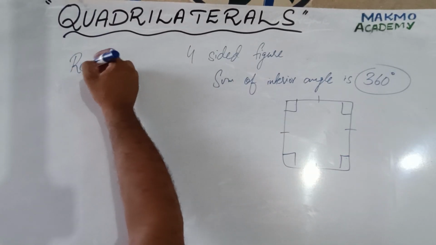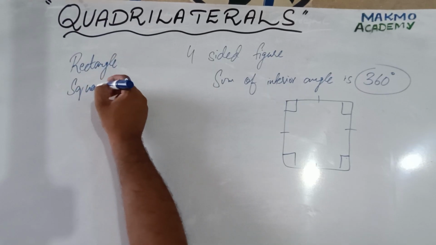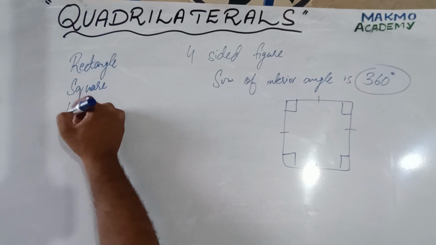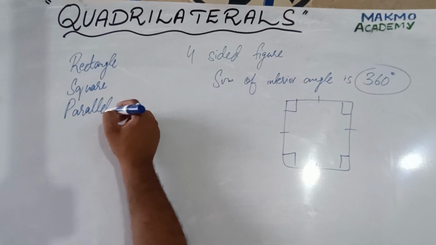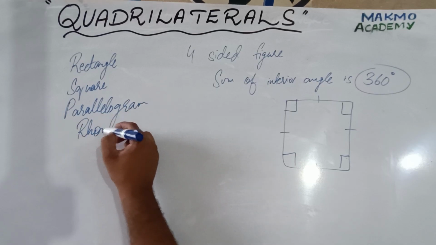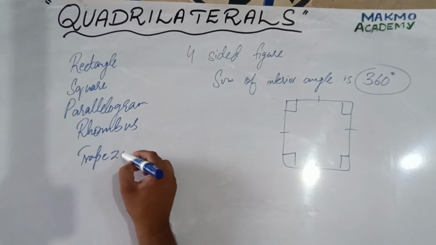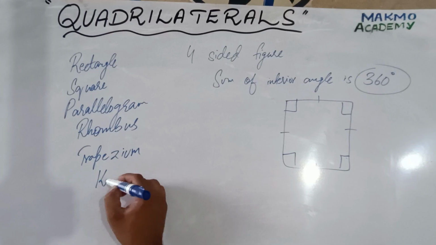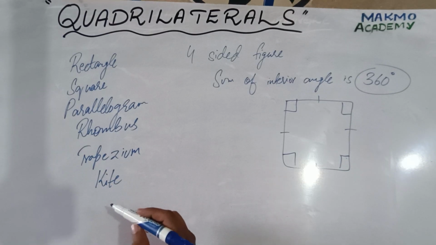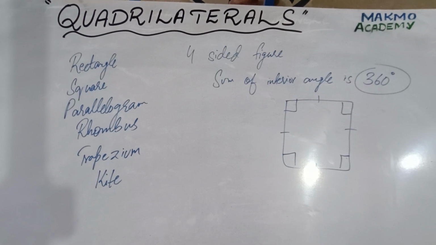The names of the quadrilaterals are rectangle, square, parallelogram, rhombus, trapezium, kite. So these are the quadrilaterals. All are four-sided figures and all have different properties. All are different types of quadrilaterals.